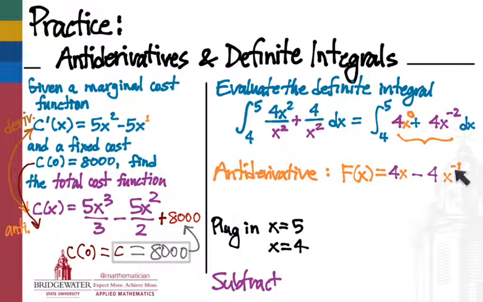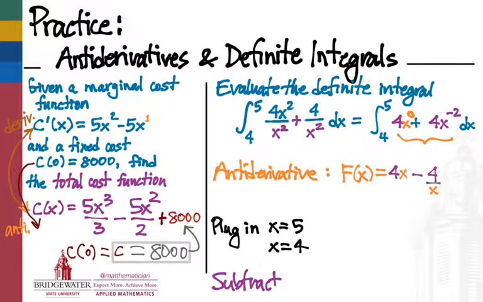I could also simplify and turn this negative 1 power of x into an x in the denominator. Probably a good idea just to make this look a little nicer because we're going to have to do something with this next. So there's an antiderivative for the function that we started with, 4x minus 4 over x.